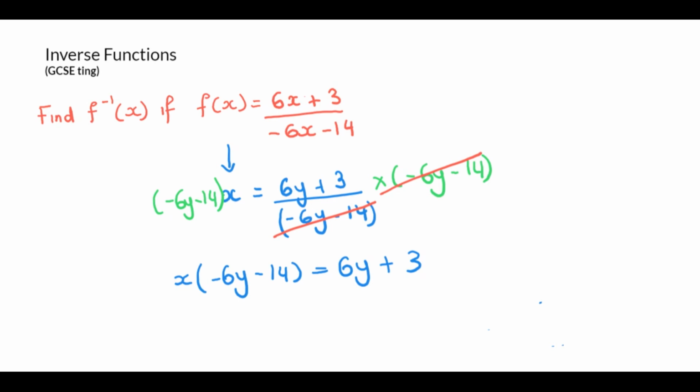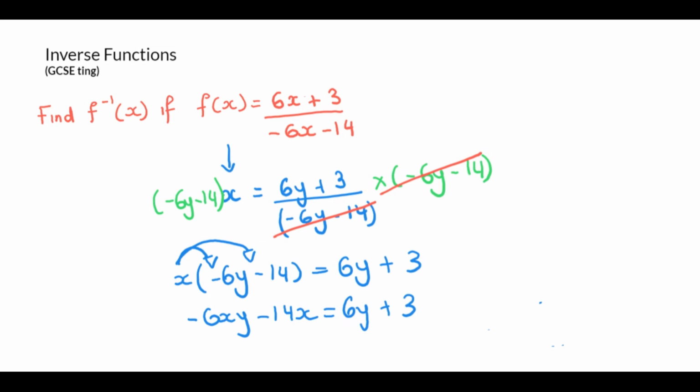So now that I've done that, as before, I'm going to multiply out. So I'm going to do x minus 6y. That's going to become minus 6xy. Remember, it doesn't matter. You could have written it as minus 6yx or minus 6xy. It doesn't really matter what format you leave it in. And then x times minus 14. So that's going to become minus 14x. And that's going to be equal to the right-hand side, which is 6y plus 3.